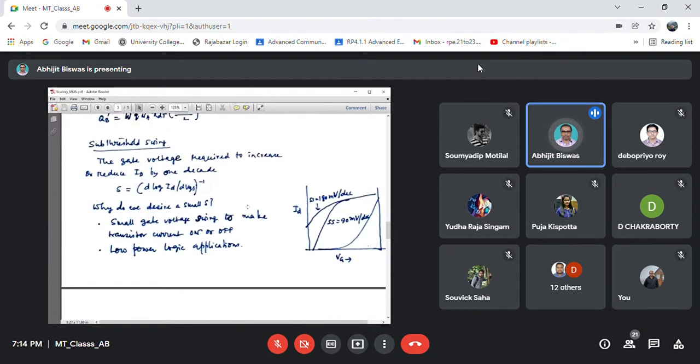It is actually the inverse of this quantity. So you already know that we actually need a lower value of subthreshold swing. For example, in the right-hand figure, it is shown as 90 millivolt per decade, and there is a comparison with this 180 millivolt per decade.